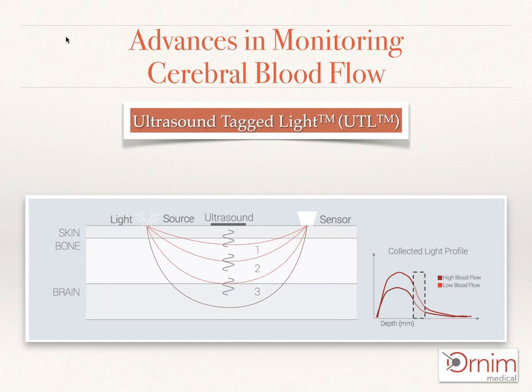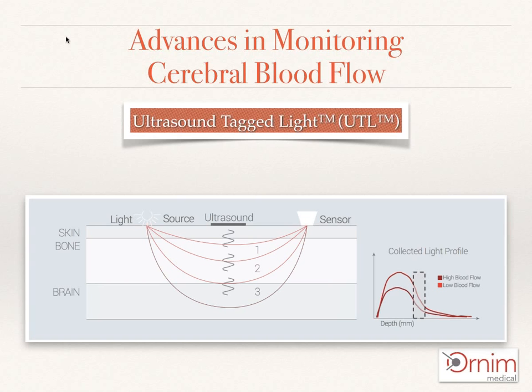Now what we do in our devices is we actually tag photons with ultrasound, and this helps us to discriminate even better between different layers of tissue. Ultrasound at 1 megahertz pulses travels through the subcutaneous tissues, through the skull and the brain, and it knocks some photons out of phase on a periodic basis. We can collect the light at the sensor on the back end and distinguish between light that has been in phase and light that has been knocked out of phase by ultrasound, and construct a curve.